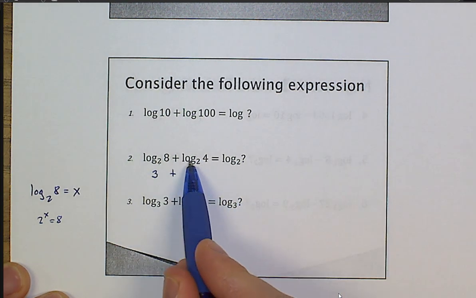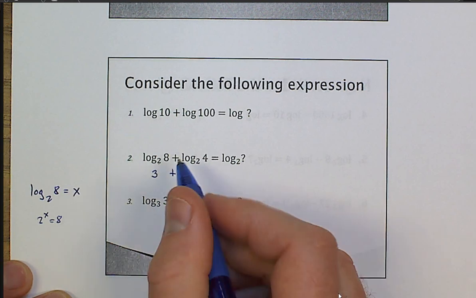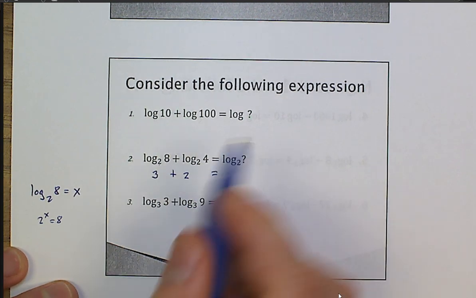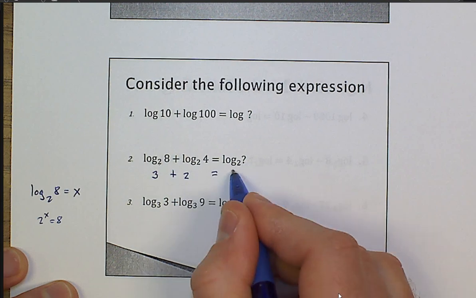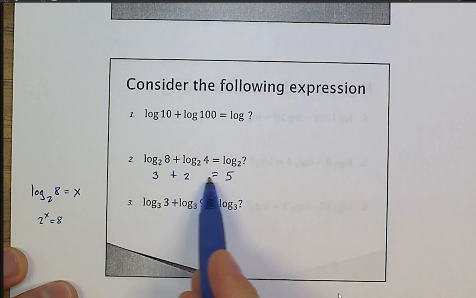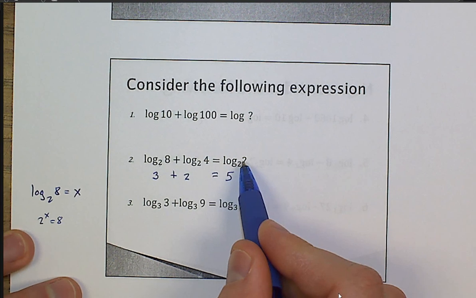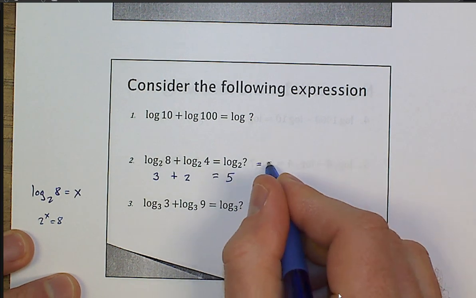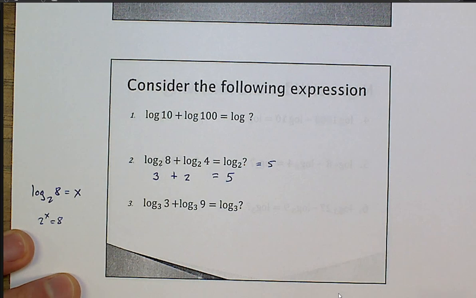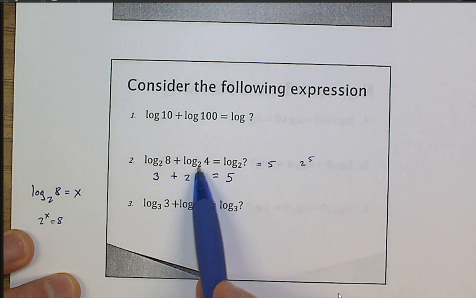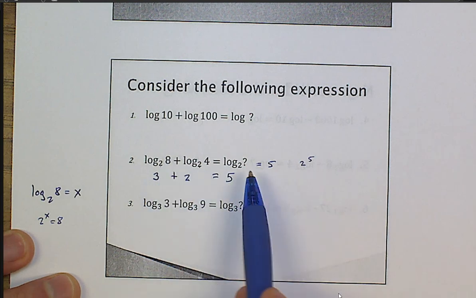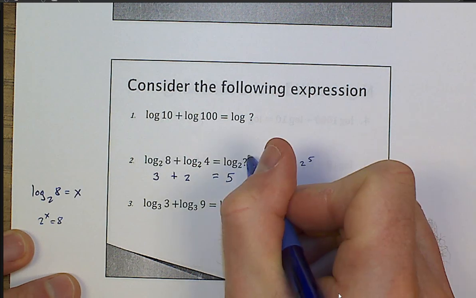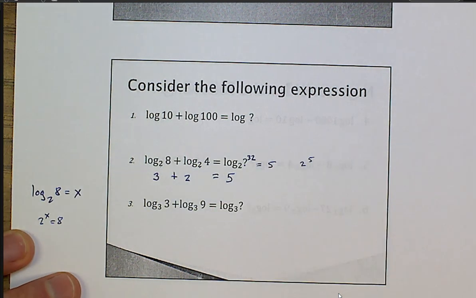What power on 2 gives you 4? 2. And so we know that whatever this is here has to make 5 because we know that 3 plus 2 equals 5. So what has to go here? What power on 2 is going to be equal to 5? Well, that means 2 to the 5th power, right? Because 2 to the 4th is 16, 2 to the 3rd is 8, 2 to the 5th is going to give us 32. So 32 is what we would get for the question mark.